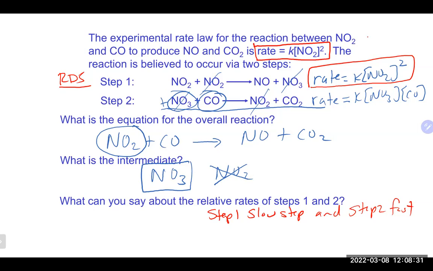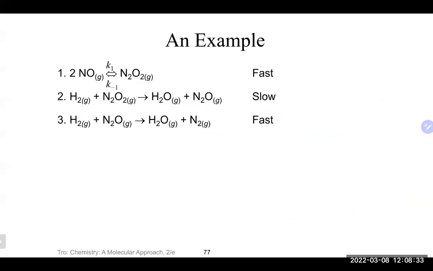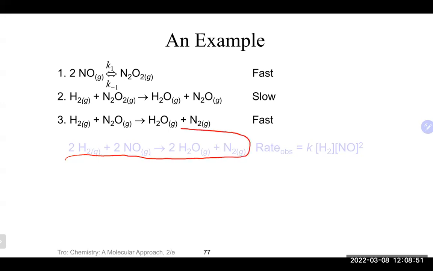Other questions on that? Okay, so let's take a look at another example of this. This is a different type of mechanism problem. Here we got a bunch of different steps, 3 different steps going on. We have the overall reaction given to us, which is what we are looking to determine, and we do have the experimental rate law also given to us here.